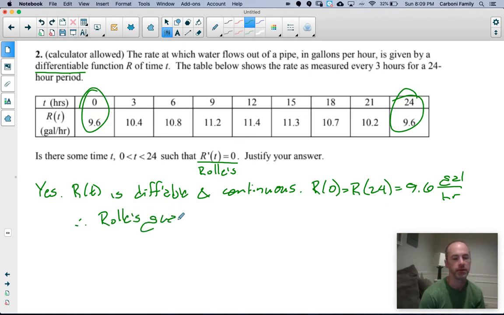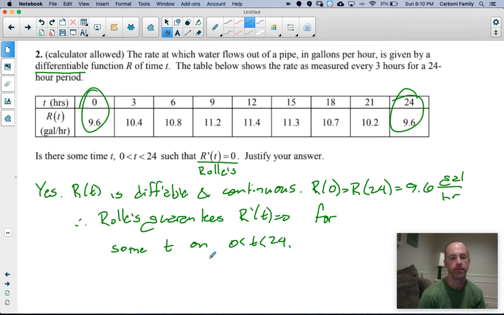guarantees that r prime of t is equal to 0 for some t. We don't know where it happens, but it must happen somewhere on the interval 0 to 24. You don't have to say the name of the theorem. It doesn't hurt. But if you forget the name of the theorem, it's perfectly okay for you to just explain in your own words how you know that the statement is true.